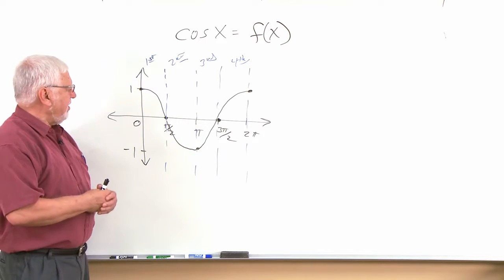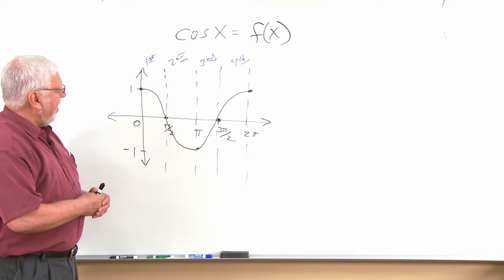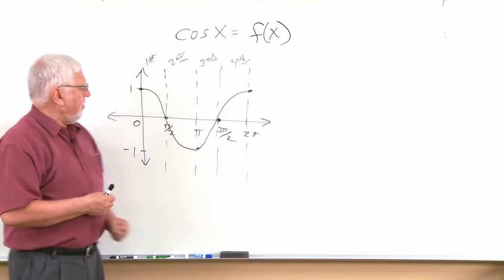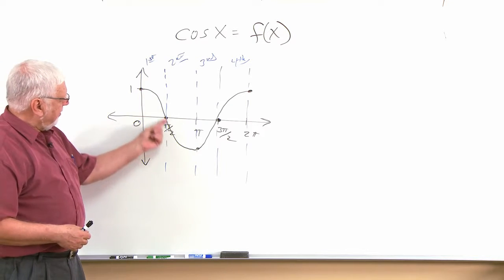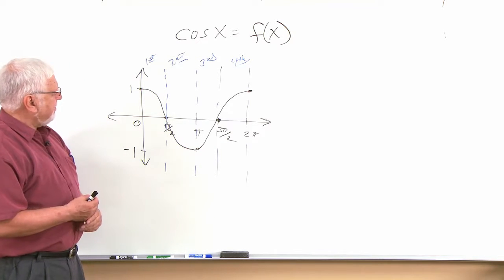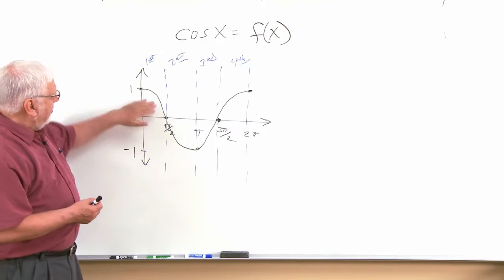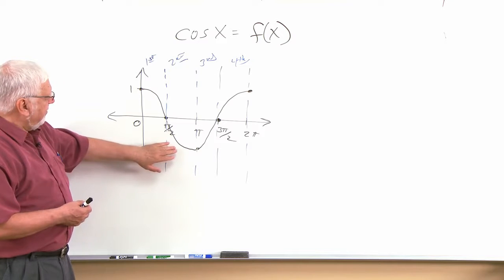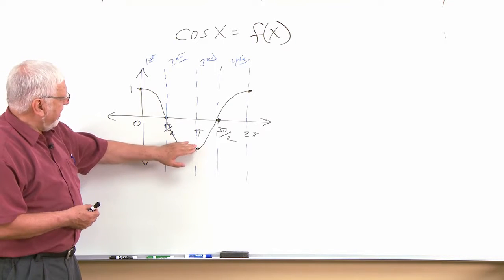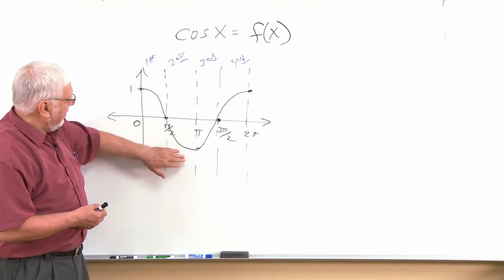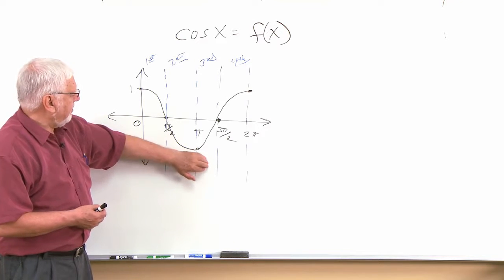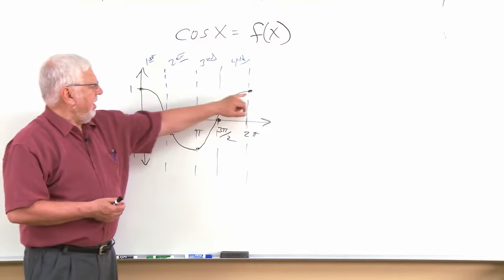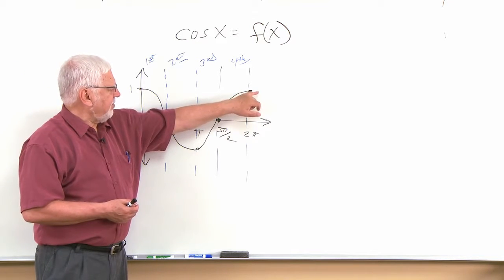So let's see, where is it increasing? I'm not going to write it all down, but it would be from here to here it's increasing. Where is it decreasing? From here to here. Where is it positive? Well, it would be the first quadrant and the fourth quadrant. And where is it negative? Down below the x-axis here and here, so it's negative in the second and the third quadrants. And the minimum is -1, and the maximum is 1 at 0 and at 360 or 2 pi.